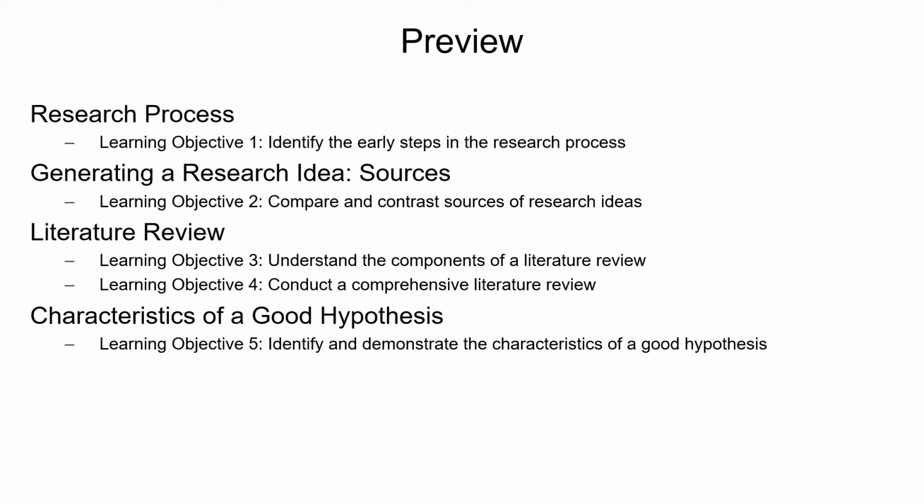So learning objective 3 is to understand the components of a literature review. Learning objective 4 is going to be to conduct a comprehensive literature review. You will not be doing that this week. You will be doing that in an upcoming lab. But that is the learning objective there. So once you do that in the lab, that will satisfy that learning objective. And finally, the characteristics of a good hypothesis, with the learning objective of being able to identify and demonstrate the characteristics of a good hypothesis.